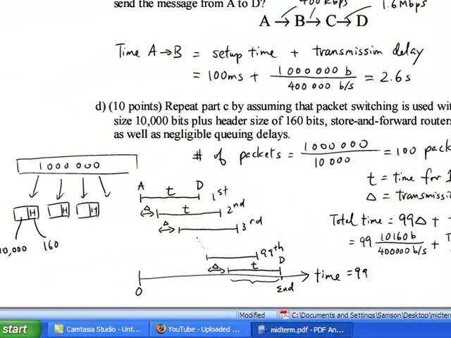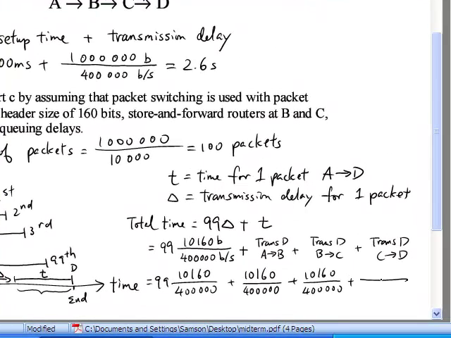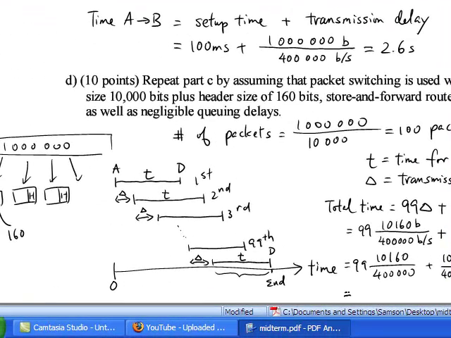Plugging in the numbers for these three terms, again the packet size is 10,160 bits. The transmission bandwidth between A and B is 400 kilobits per second, between B and C is again 400 kilobits per second, and finally between C and D is 1.6 megabits per second. So if you do the math, the answer should be 2.572 seconds. Okay.